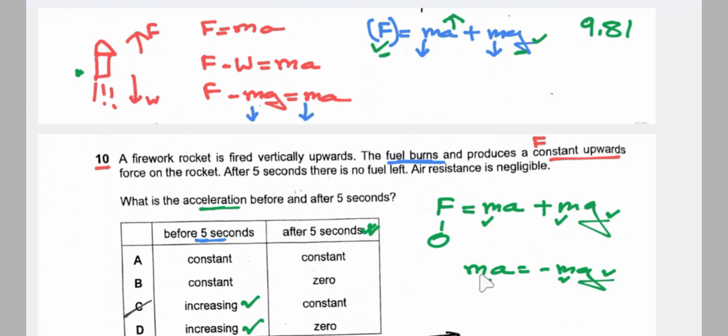Since gravitational field strength is constant and mass is constant, as the mass is on both sides, we can cancel them out, and acceleration is equal to negative g, that is negative gravitational field strength, negative 9.81. So as we can see, acceleration is also constant, equal to negative gravitational field strength. Therefore acceleration is constant. So the answer is C.